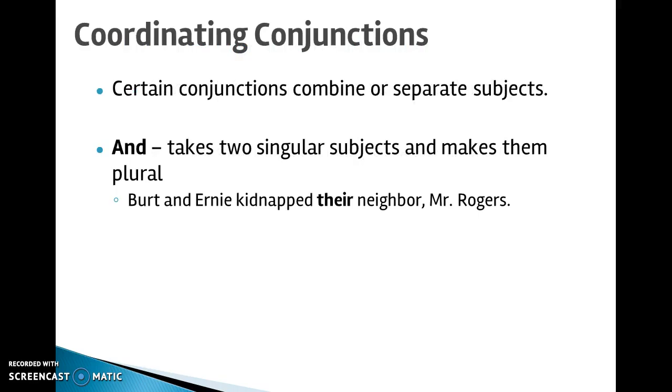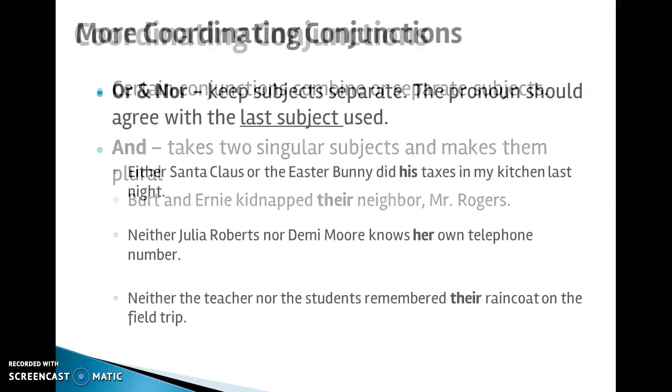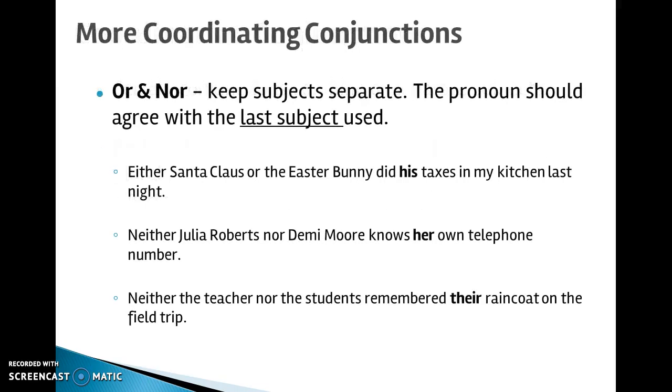All right. The next tricky situation is coordinating conjunctions. Remember, coordinating conjunctions are FANBOYS, and they can either separate or combine the separate subjects. So, "and" is a coordinating conjunction that makes two singular subjects plural, such as "Bert and Ernie kidnapped their neighbor Mr. Rogers." "Or" and "nor" keep separate subjects separate.